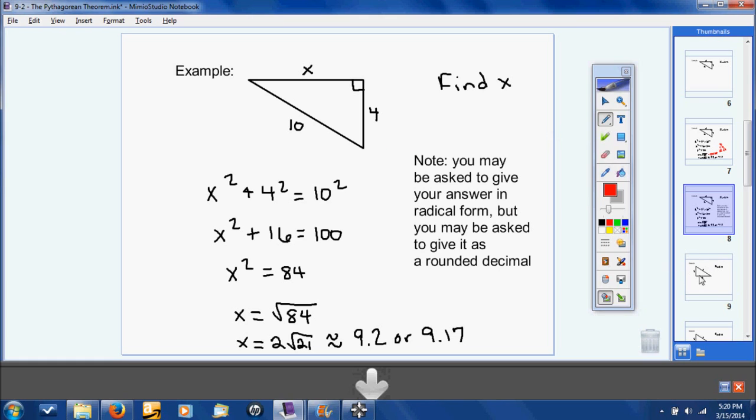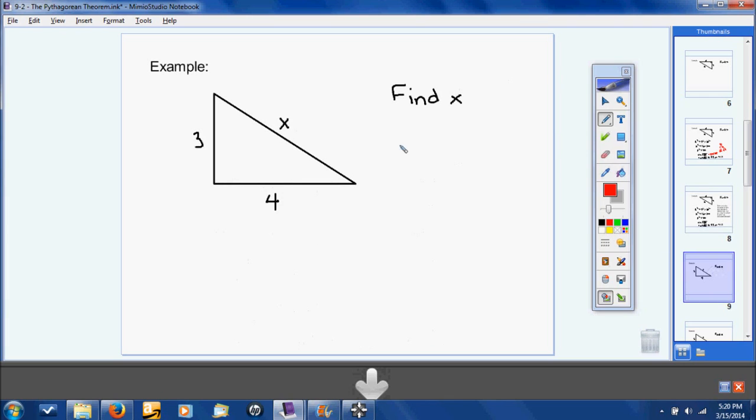Alright, I believe we're ready for another example. Here's another one. This one also has a right angle here in the corner. This only works for right triangles. You're being asked to solve for x here. So let's make sure you've got this example written down into your notes. Show the picture so that you know what you're looking at. 3, 4, and x, and you're supposed to find x. Alrighty.